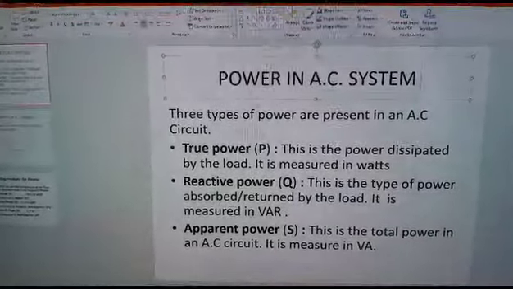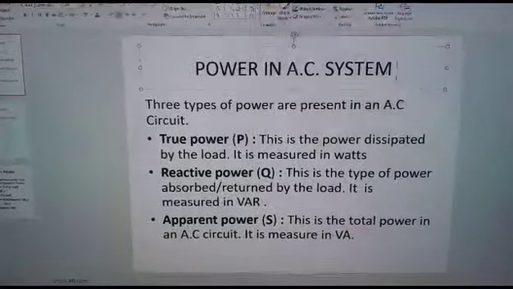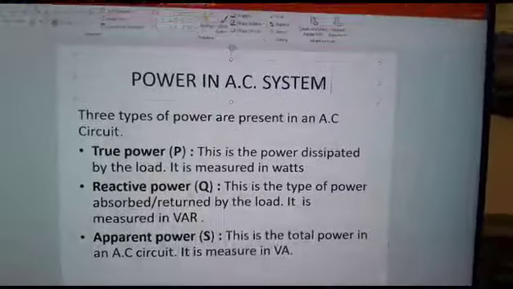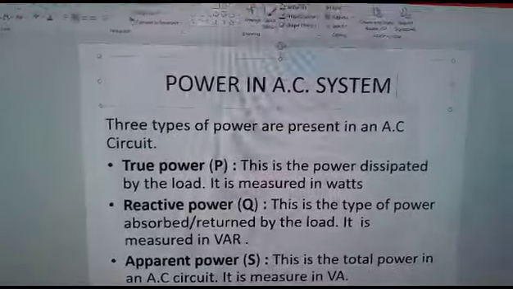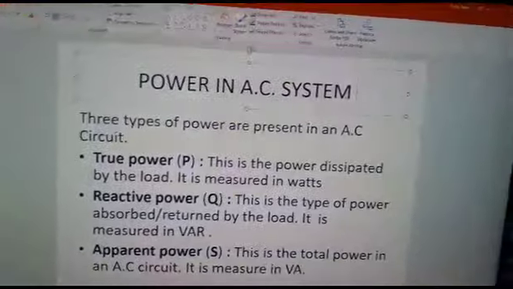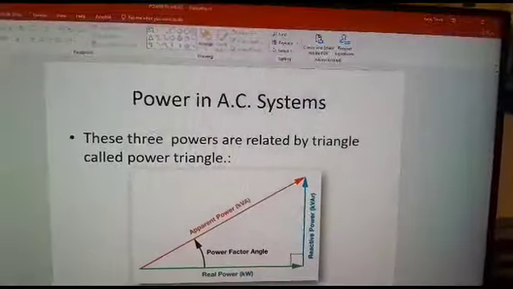There are three powers, as I've said: the true power, reactive power, and apparent power in an AC circuit. These three types of power are related by a triangle called the power triangle. In the power triangle, we have a right-angle triangle. This is the triangle now.